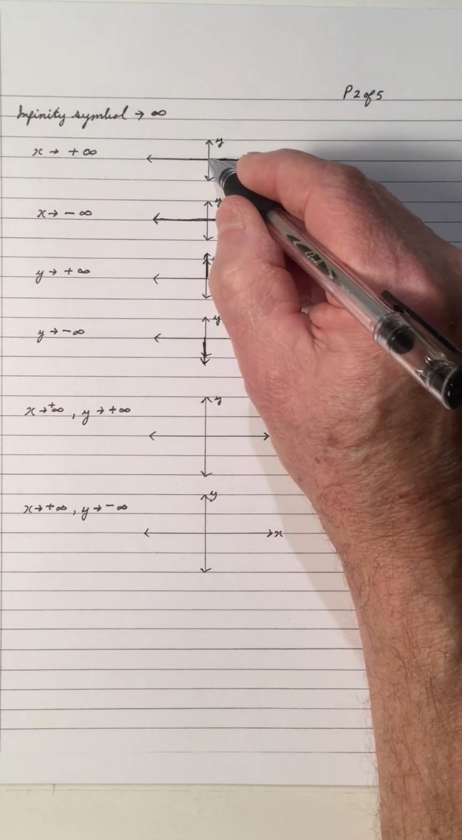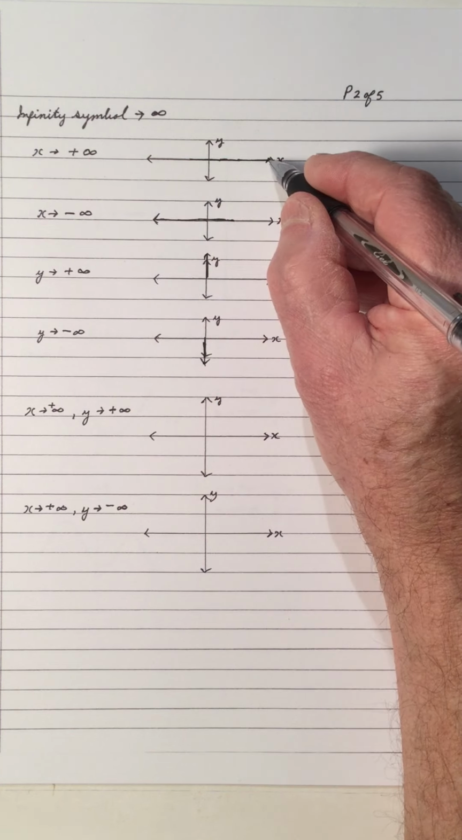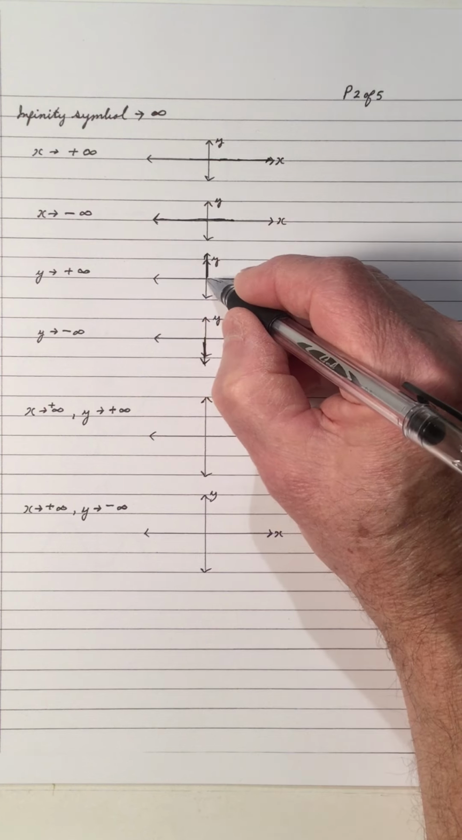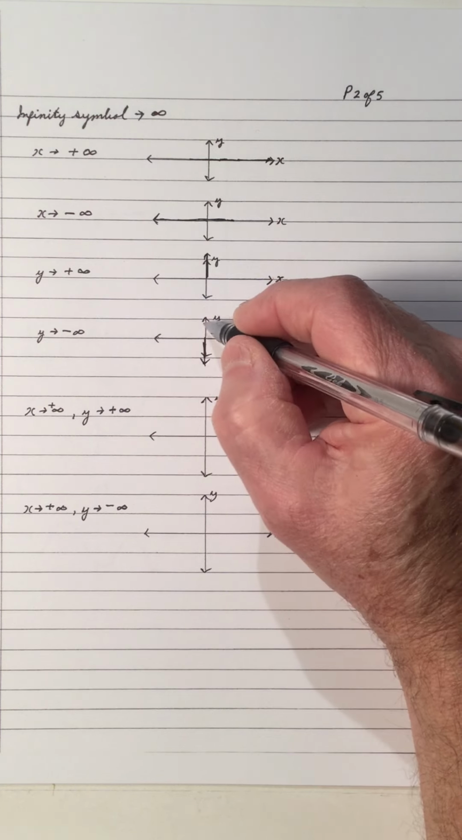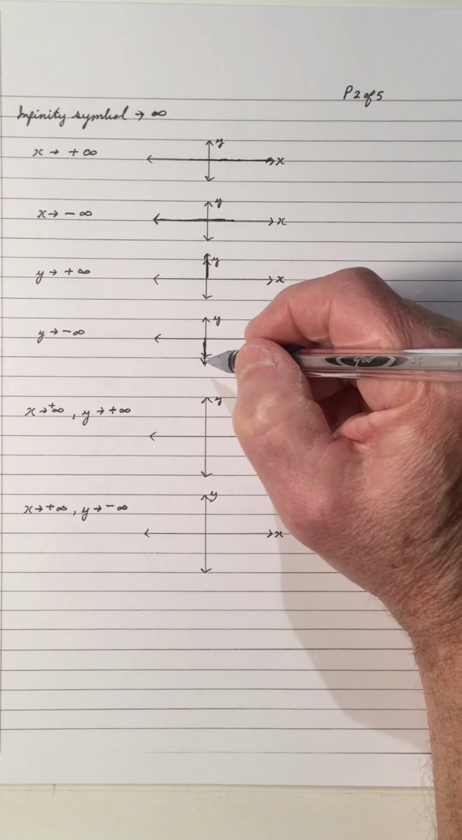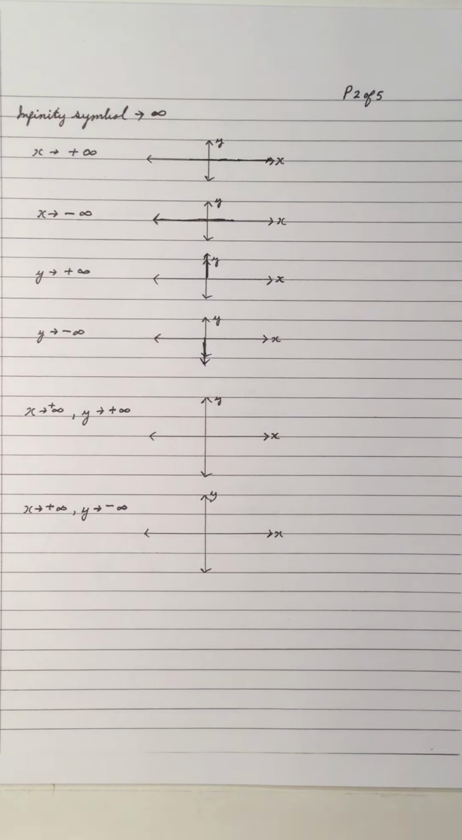So review: x is positive infinity going to the right, x is negative infinity going to the left, y is positive infinity going up, and y is negative infinity. The y values are going down in a graph. Now let's use a combination.